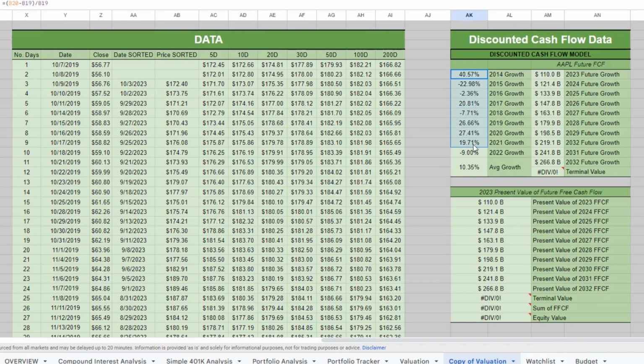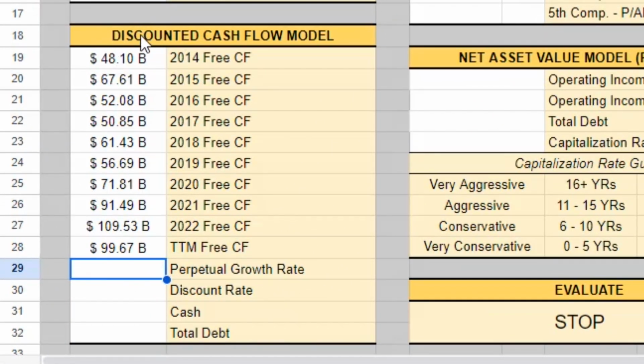And we can see the free cash flow growth, very similar to their earnings per share growth. Averaging out their free cash flow per share growth, we get around 10.35% average growth over the past 10 years. Coming down to perpetual growth rate, and this typically for a DCF valuation, intrinsic valuation, we're going to use anywhere from 0.5% to about 2 to 3%.